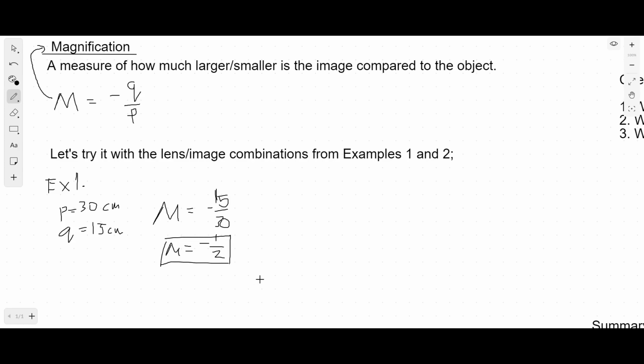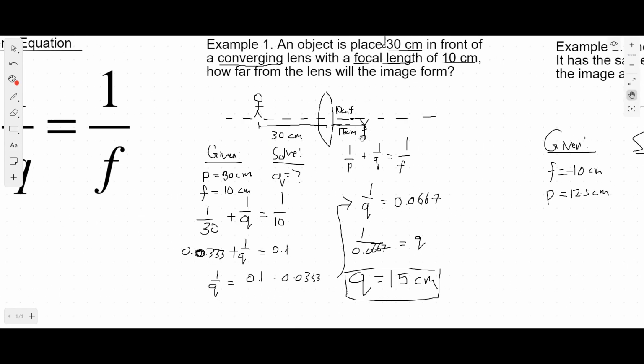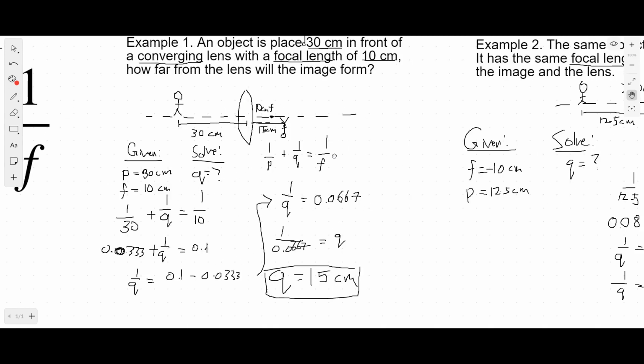Now let's talk about what that number means. The negative here means that the image is upside down, which makes perfect sense because that's what happens in a converging lens. Now this number, maybe it's better to write it as 0.5. This number tells you how much smaller the image got. So 0.5 means that the image is half the size of the object. So in example 1, our image, our little man on the other side, will be half the size of the actual object.